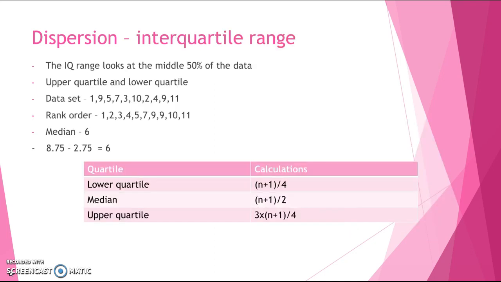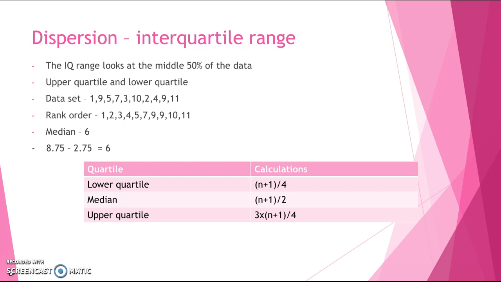The next type of dispersion I'm going to be explaining is the interquartile range. The interquartile range differs from the standard range as it only looks at the middle 50% of your data. It works out the upper quartile of 75% and the lower quartile of 25% of your data in order to gain a representation of both the lower section and the higher section of your data.